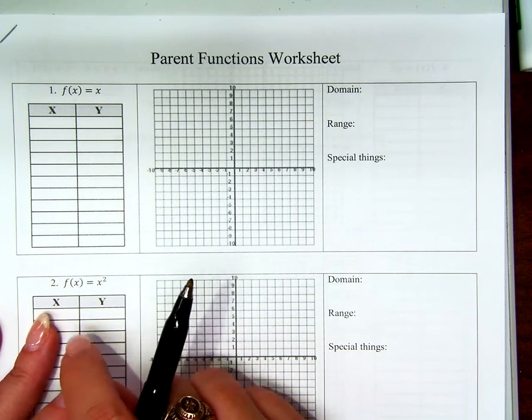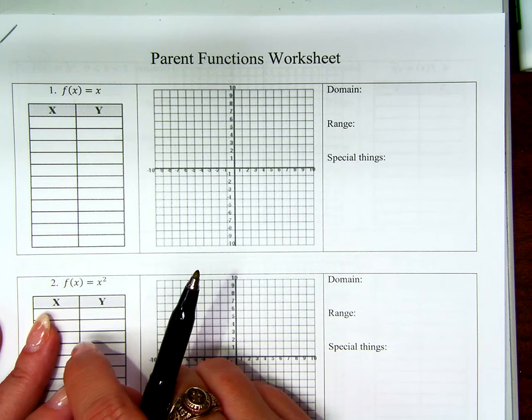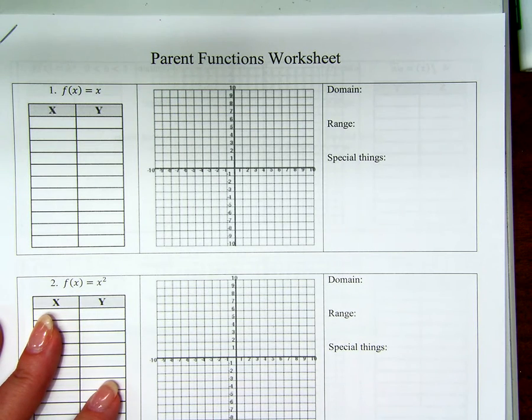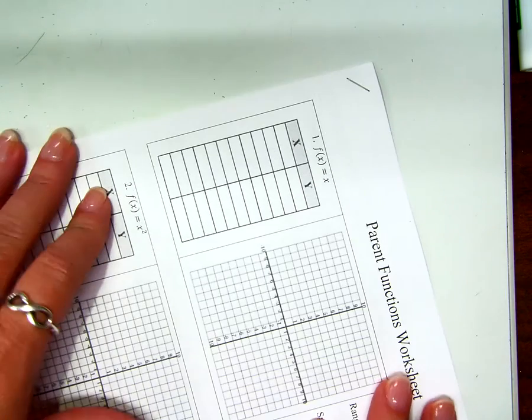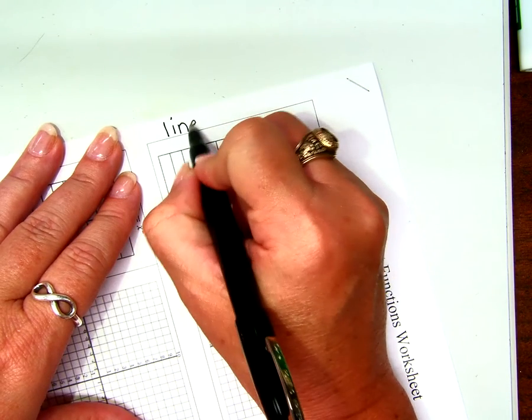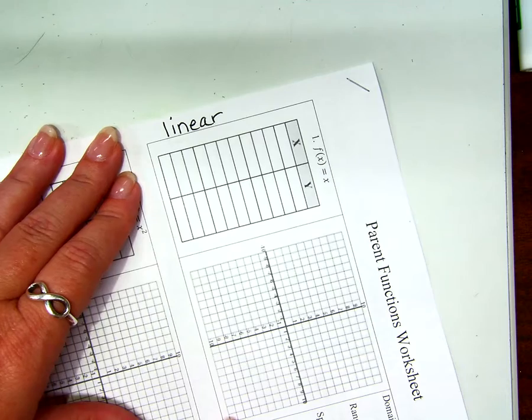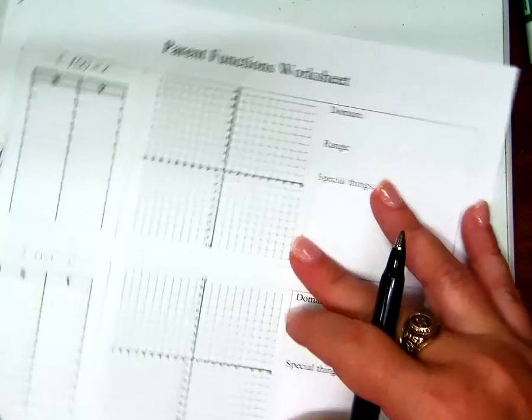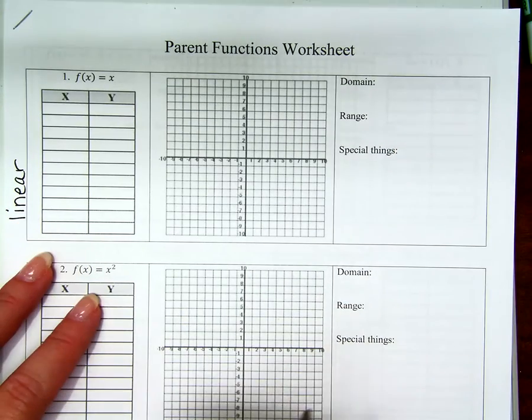Anybody remember what shape it makes if you graph it? It's a straight line. It's a line, right? Okay. So if it's a line, what's the name of its parent function? Yeah. So turn your paper sideways and let's write linear. L-I-N-E-A-R. Linear.